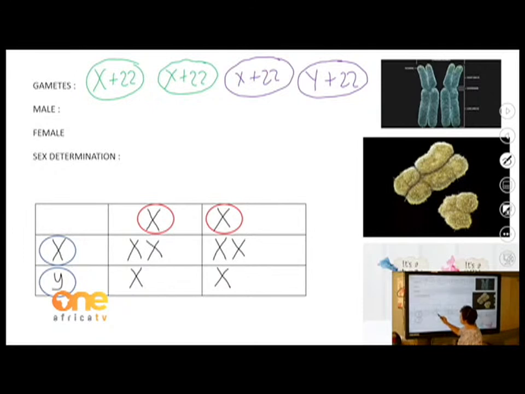If the sperm that fertilizes the egg is an X, it's a girl. If the sperm that fertilizes this egg is a Y, then it is a boy. But there's always a 50-50% chance. One chance to have a girl, one chance to have a boy. According to this, this is called sex determination.